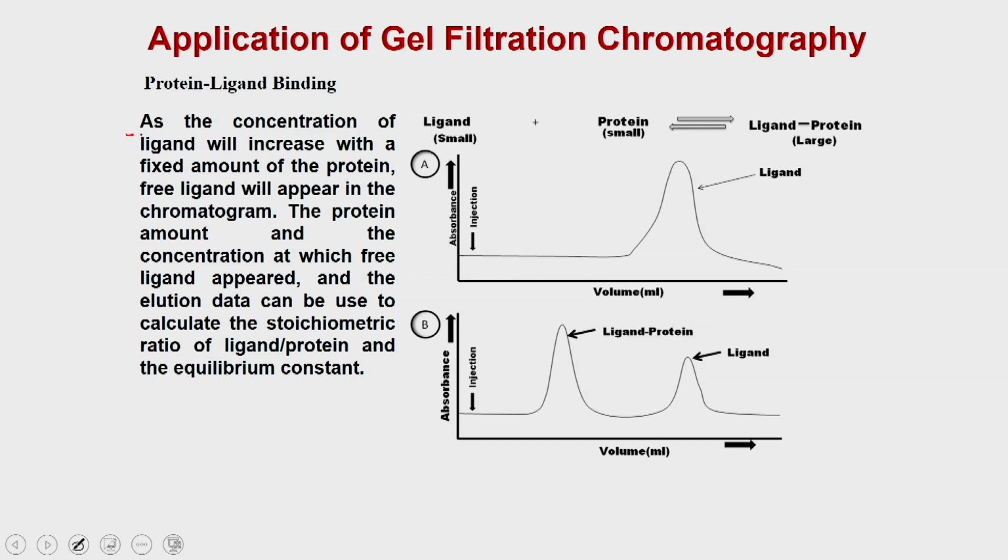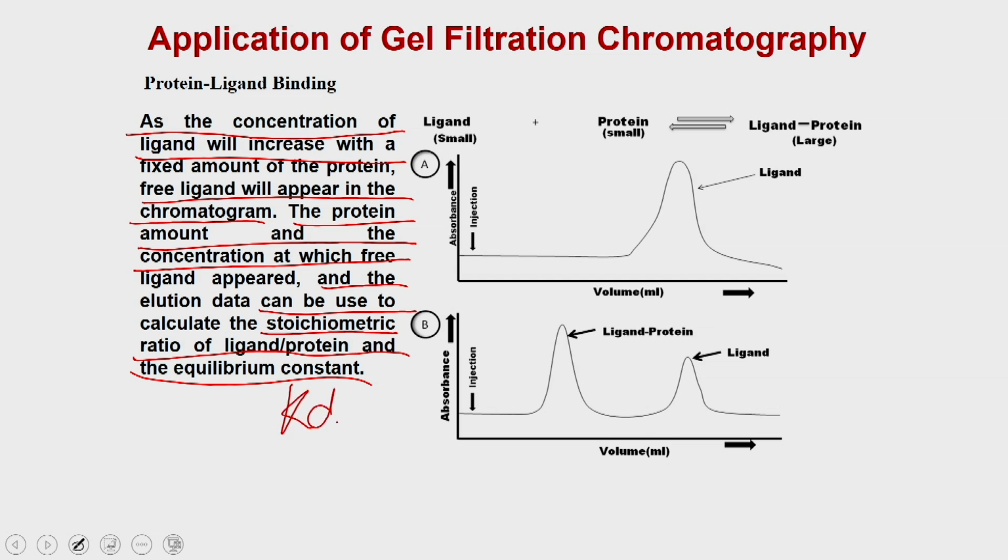So, as the concentration increases with a fixed amount of the protein, the free ligand will appear in the chromatogram. The protein amount and the concentration at which the free ligand appeared and the dilution data can be used to calculate the stoichiometric ratio of ligand protein and the equilibrium constant, which means you can calculate the dissociation constant K d.